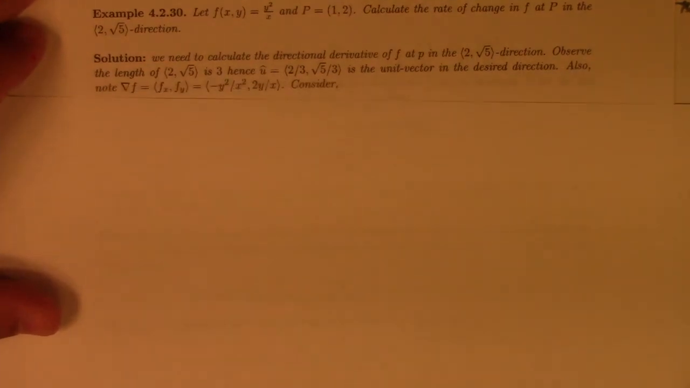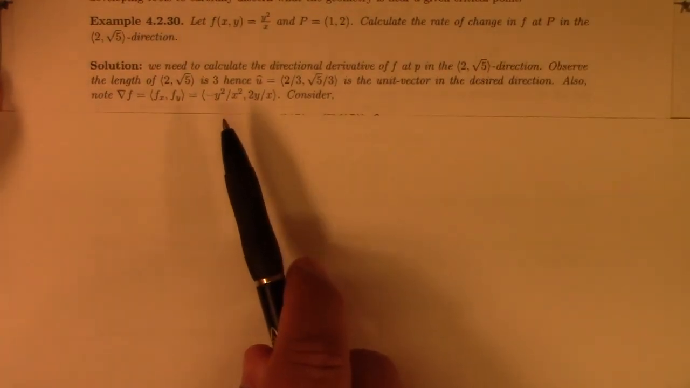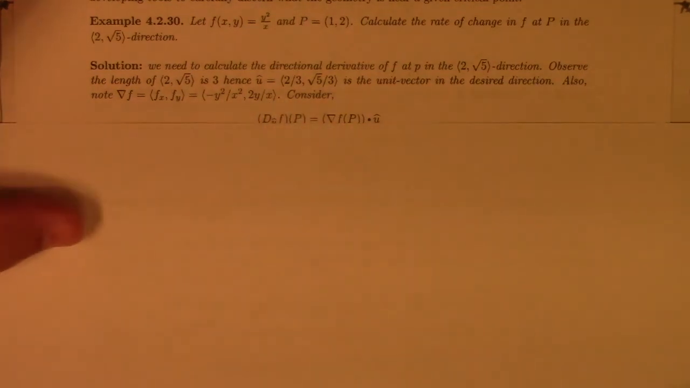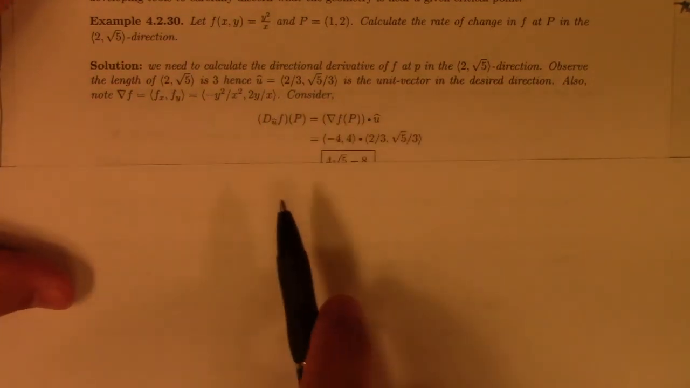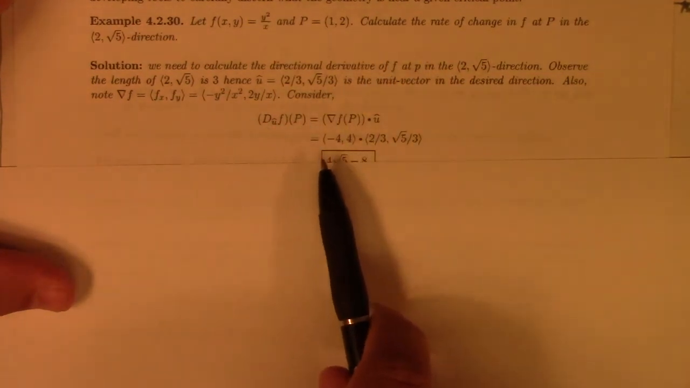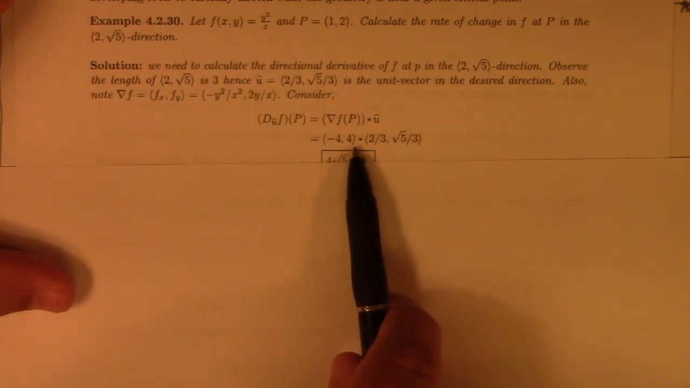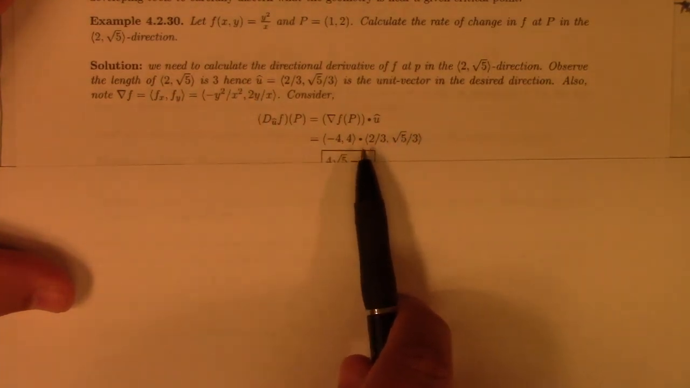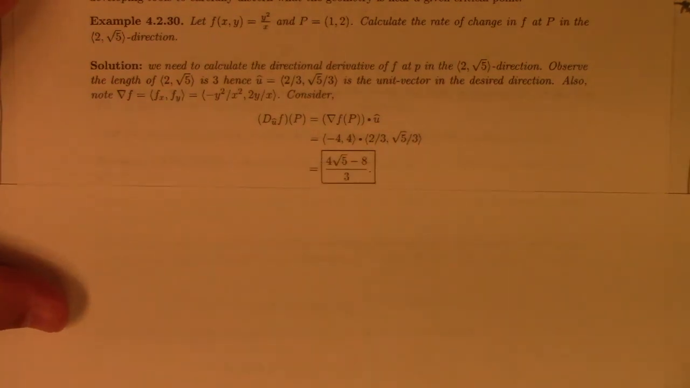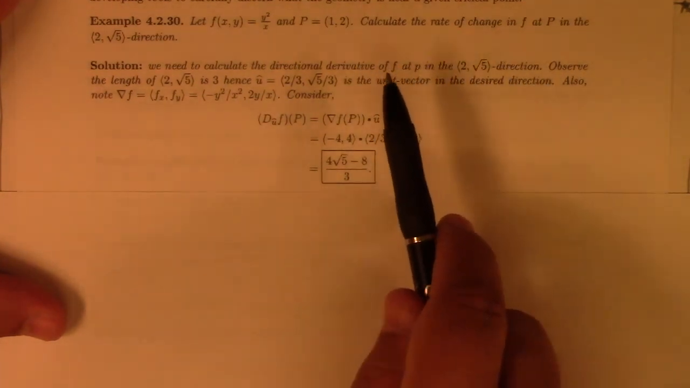And so then I calculate the gradient of that function, which is minus y over x squared and 2y over x. And I plug in the point 1, 2. So I put x equal to 1, and I put y equal to 2. That gives me minus 4. That gives me 2 times 2 over 1, which is 4. This is u hat, and I take that dot product. I get 4 root 5 minus 8 over 3. And there it is. That is the rate of change of this function at the point in that direction.